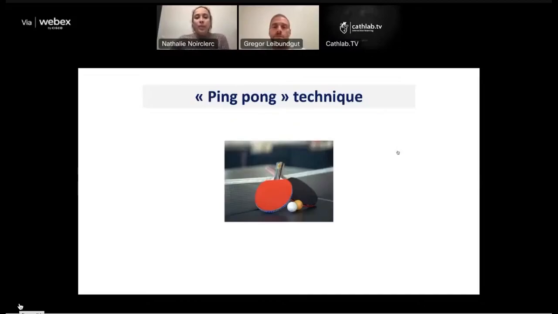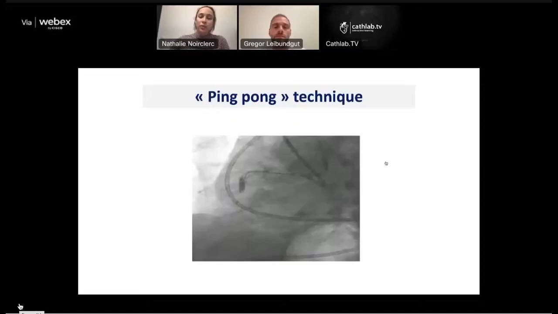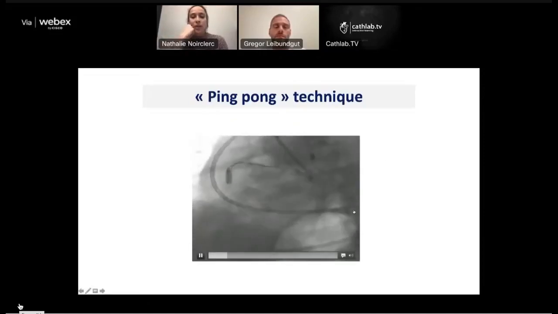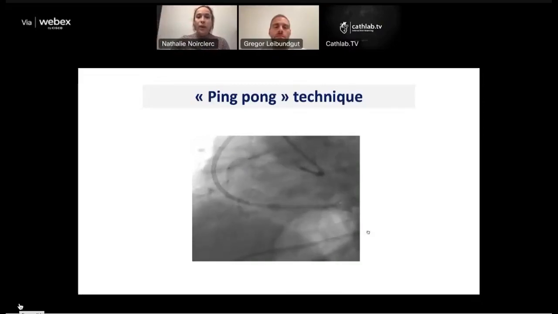So we performed a ping pong technique, which was first used for CTO, and as we know it very well, it was very helpful. So we were in radial access, so we had to use a second access, which was femoral. So while the balloon was still inflated with the radial access, we used a second guiding catheter with another wire in parallel to the first wire, and quickly we deflated the balloon to cross the lesion, and with the second wire we could pass a covered stent and treat the perforation.